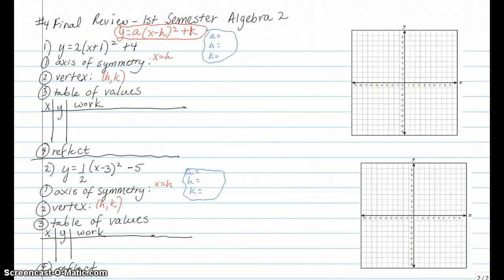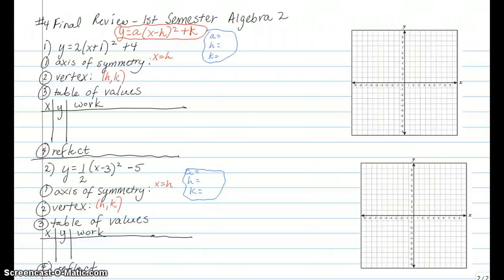Okay, here are your 2 problems. Number 1 is y equals 2 times, in parentheses, x plus 1 squared plus 4. I've set up the steps that you need to use, including writing down what a, h, and k are. And the second problem, number 2, is y equals 1/2 times, in parentheses, x minus 3 squared minus 5. Again, I've asked you to write a, h, and k down just to keep yourself focused and understanding what values might be important for you.